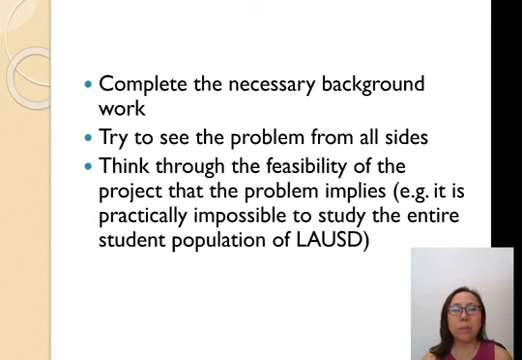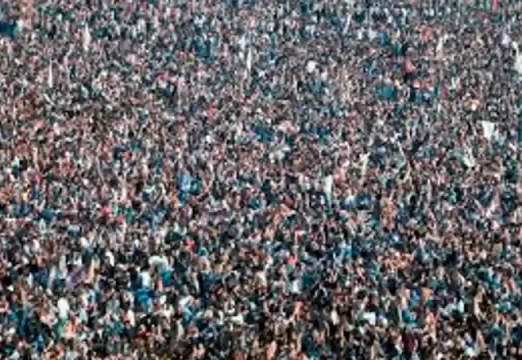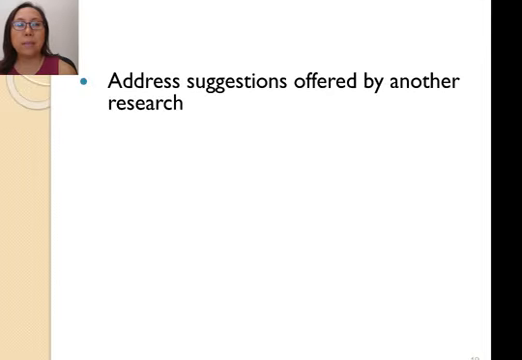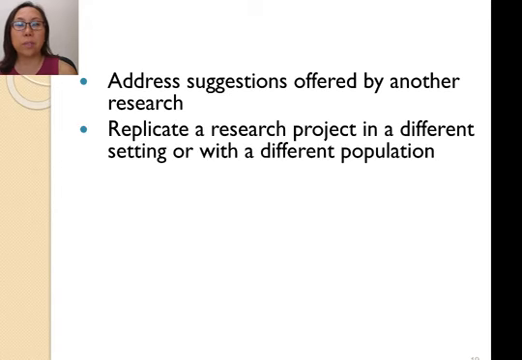And while doing that, you want to be able to see the problem from all sides, especially if there's a controversy or contradictory findings. Think through the feasibility of the project. You want to make sure that while the question is practical, it is feasible to collect data. For example, it's practically impossible to study the entire student population of Los Angeles Unified School District. So you want to look for something that's much more feasible, doable. And you want to entertain different suggestions offered by other research or researchers.